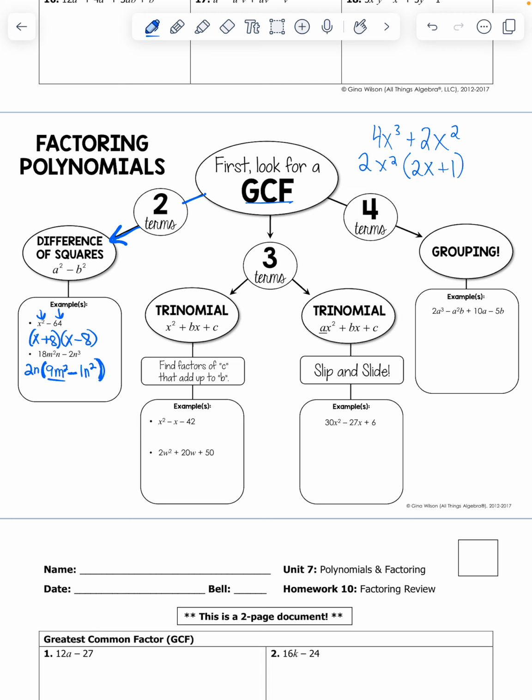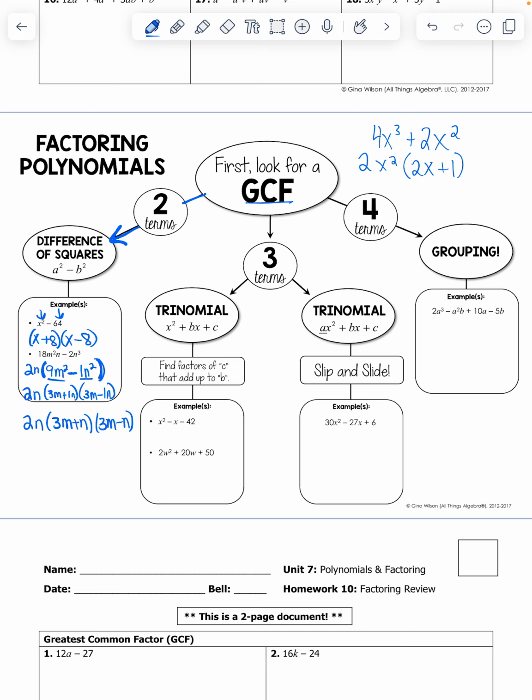9 is a perfect square, so is m squared. 1 is a perfect square, so is n squared. So this would factor completely with the 2n out front, and then I set up two separate sets of parentheses, break up the 9 into 3 and 3, break up the m squared into m and m. One's positive, one's negative. Break up the 1 into 1 and 1, and break up the n squared into n and n. You don't necessarily need the 1's there, but you could have just the 2n times 3m plus n times 3m minus n as an answer.